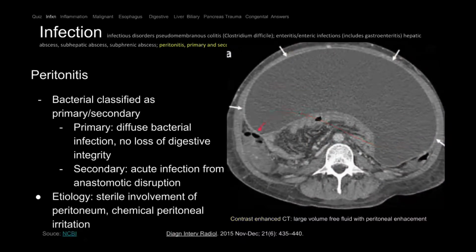But what do you notice about the peritoneum? So we have the visceral and the parietal peritoneum. It's thickened. Yeah, it's thickened, and you can see it. It's enhancing, and it's inflamed. Exactly. So there's something that's causing the peritoneum to become inflamed. And so this one is peritonitis.